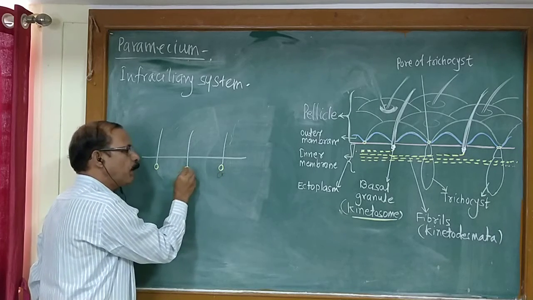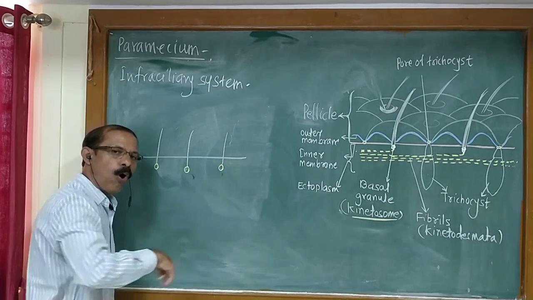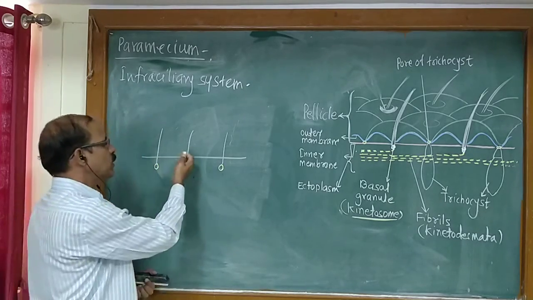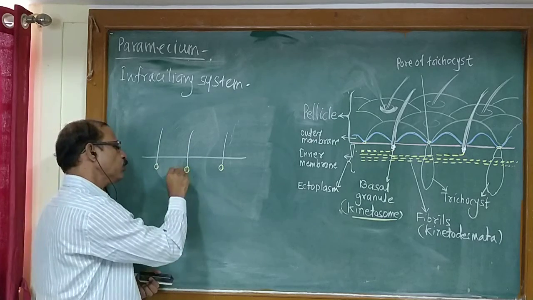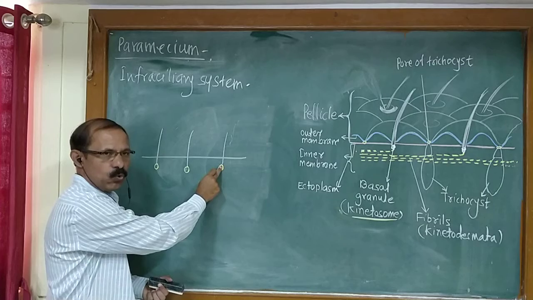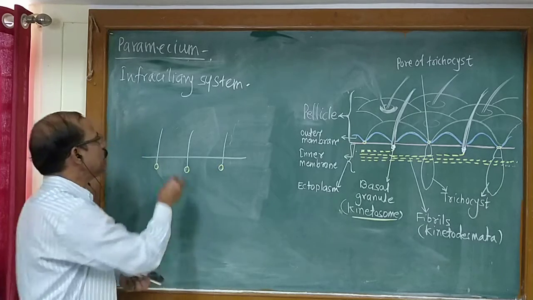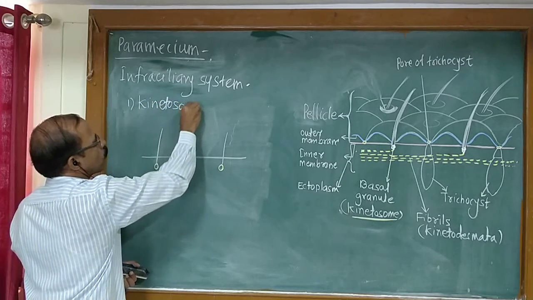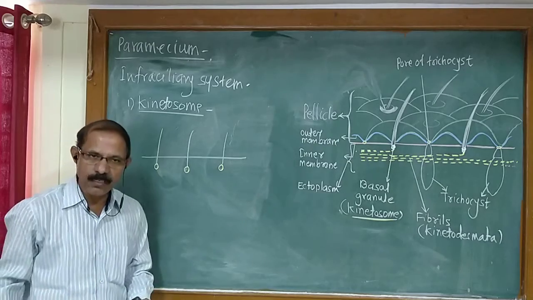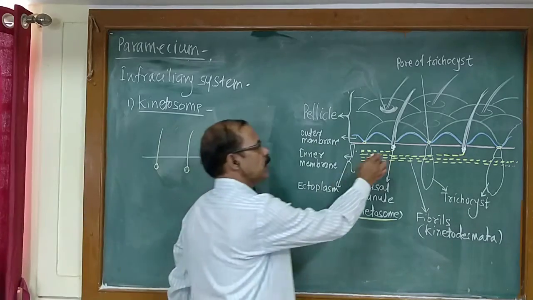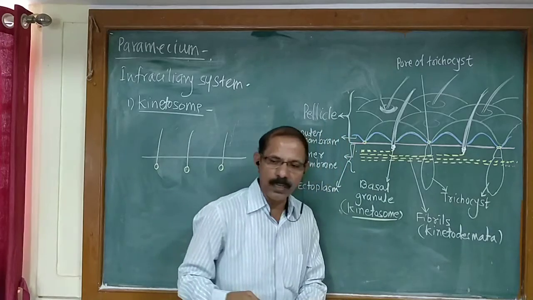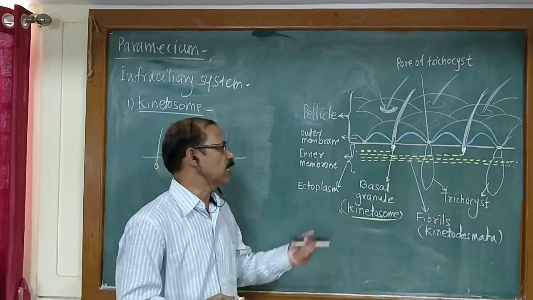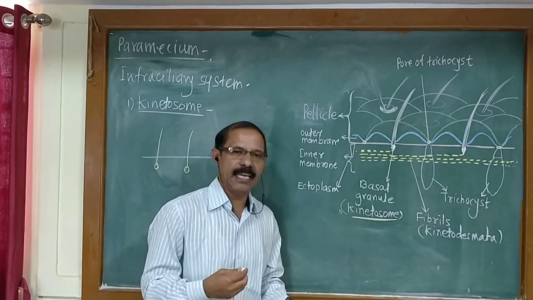And this is a self-duplicating body. It forms the new cilium when the old cilium is lost, and the new cilium is formed from the kinetosome. So the infraciliary system first consists of the kinetosome, also called the basal body of cilia, which is present at the base and is self-duplicating. It rejuvenates and reforms the lost cilium, and it may contain DNA as well as RNA.